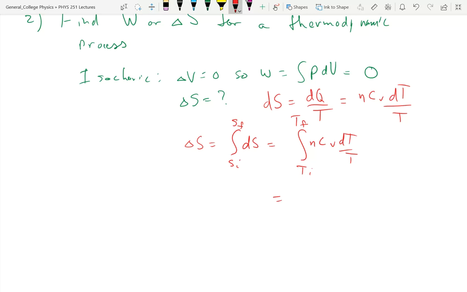n and C_V are constant, that's right. Okay, n and C_V are constant. What does that mean we can do, Trace? Pull them out. And then we have the integral from temperature initial to temperature final of dT over T. What's the integral of dT over T?